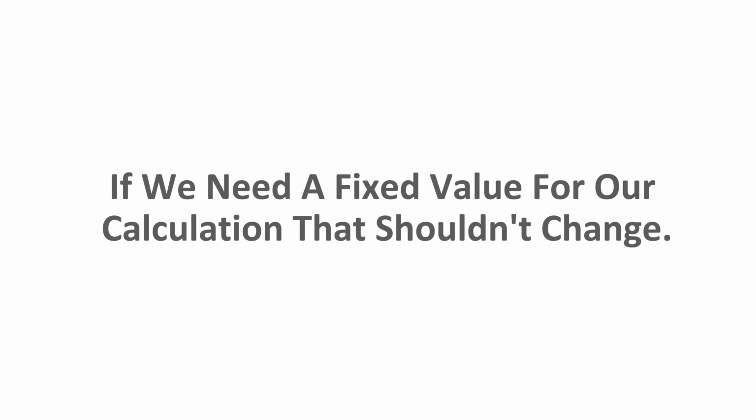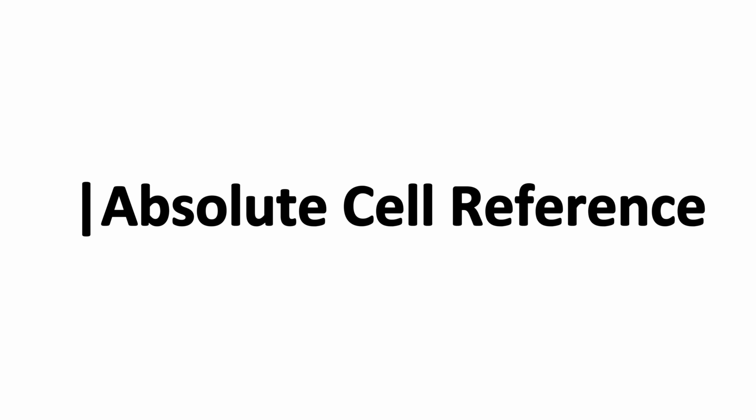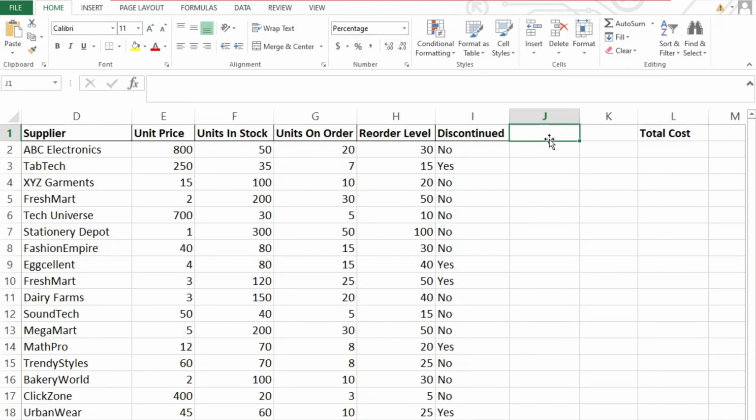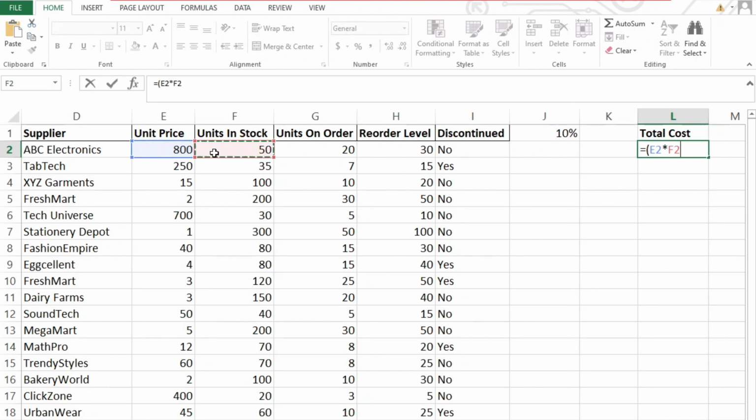Now, if we want a fixed value for our calculations that shouldn't change, absolute cell references step in to provide a constant. Suppose we aim to calculate the total cost for a product, considering a fixed tax rate stored in cell J1, let's say 10%. Click on an empty cell like cell L2 and type =(E2*F2)+(E2*F2*$J$1).